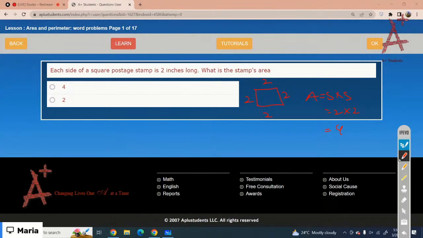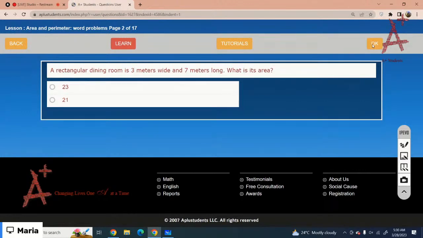Got it? A square is a shape that has all four sides equal in length. So it will be 2 times 2, and the area of the square is 4. Got it, everyone? The correct option is option number 1. The correct option is 4.